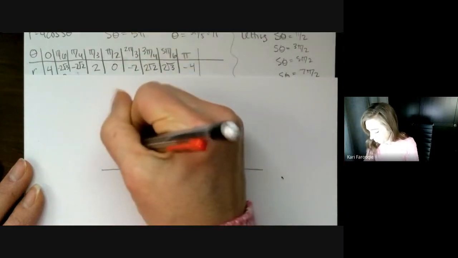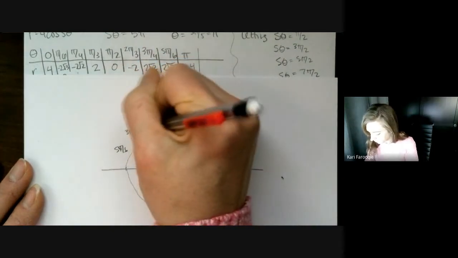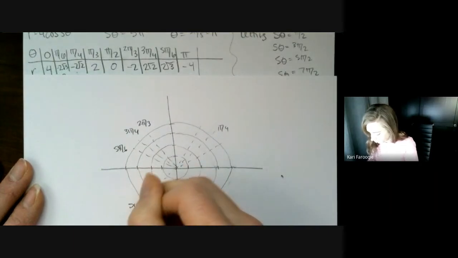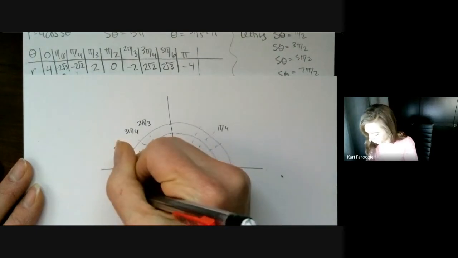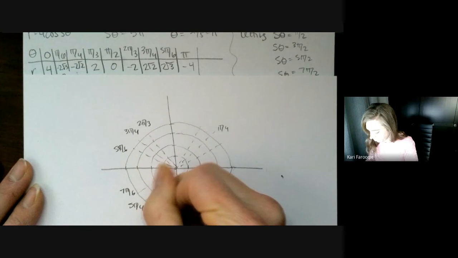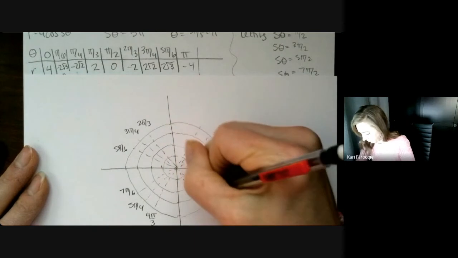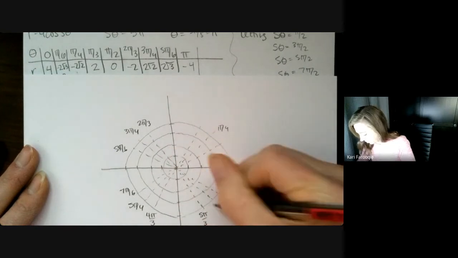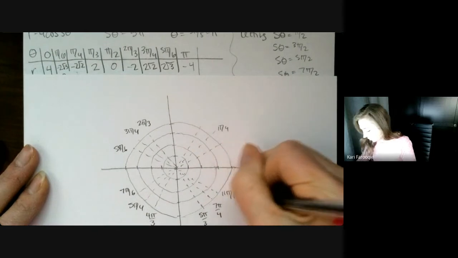I'm going to put my quadrant 2 labels on, just so that they're there. This will be 5 pi over 4. This one will be 7 pi over 6. And this one will be 4/3 pi. Uh, 5/3 pi. 7/4 pi. And 11 pi over 6.